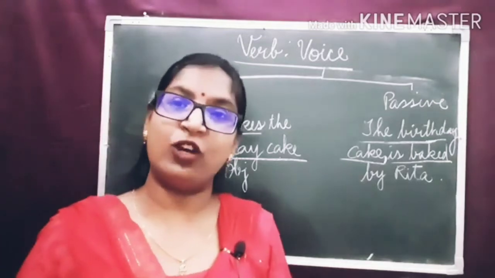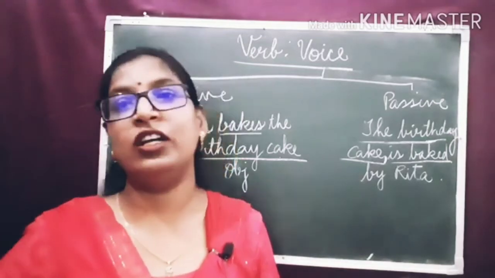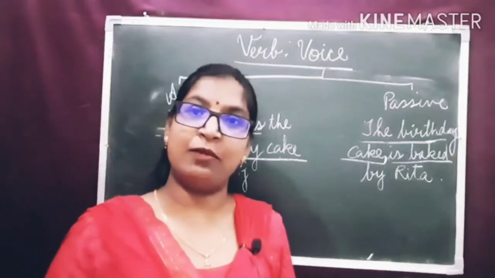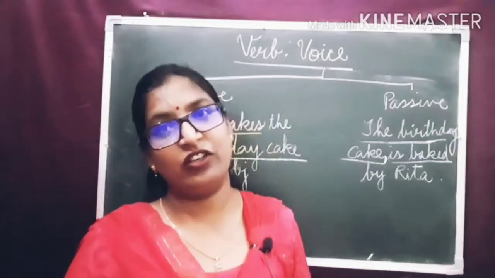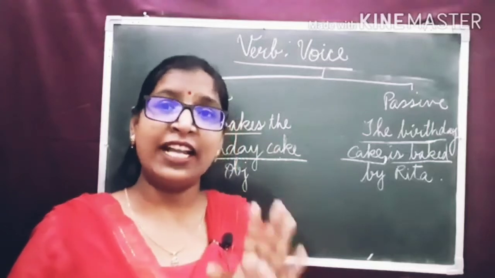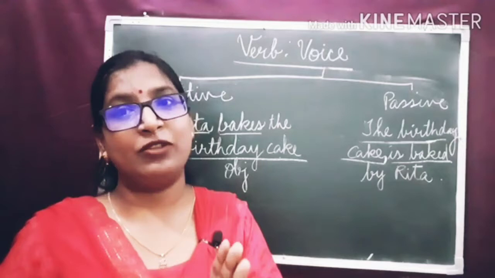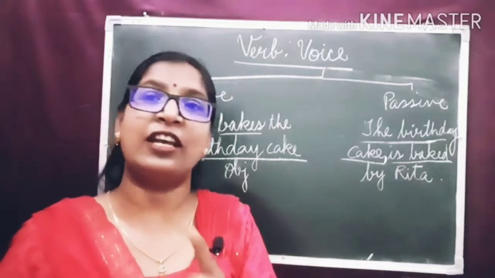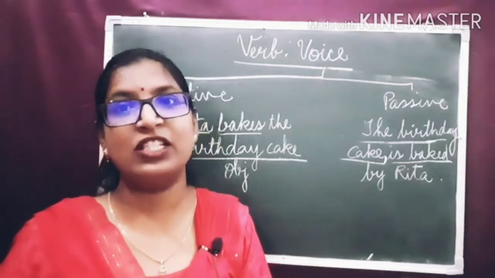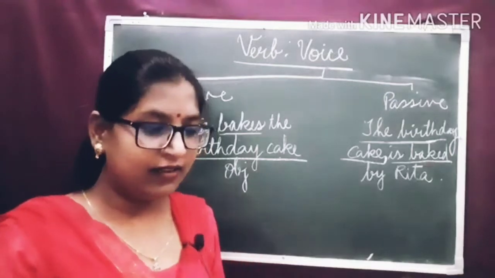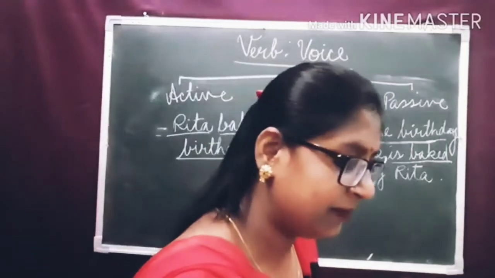Verbs in active voice can be either transitive or intransitive. Transitive means a verb which is having an object, and intransitive means which is not having an object. Let us understand this through an example.